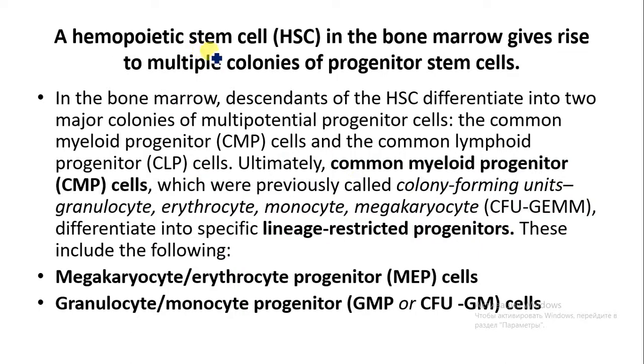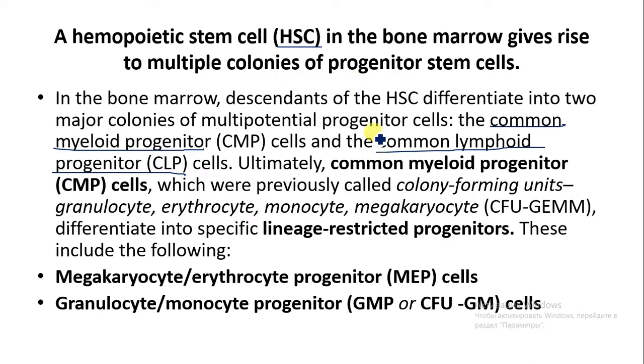Hematopoietic stem cells in the bone marrow give rise to multiple colonies of progenitor stem cells. We have two main progenitors: common myeloid progenitor and common lymphoid progenitor. This is the first division of hematopoietic stem cell. Hematopoietic stem cell splits into these two types. In the diagram, I'll show it to you again.